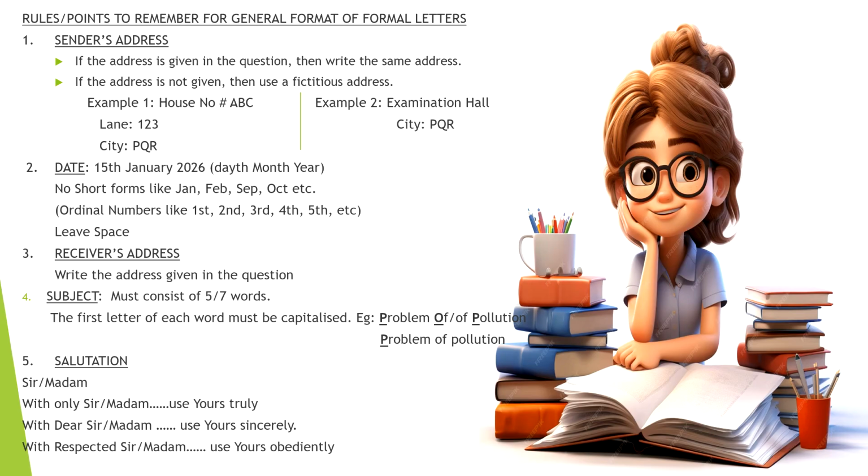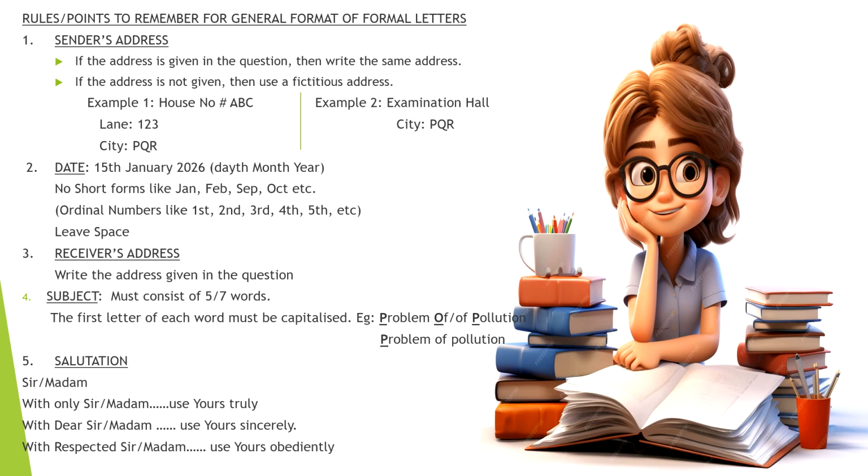Okay. Second part, if the address is not given in the question, then what do we have to do? We have to use a fictitious address. In this part, we have two options. Number one, example one, you see I have given house number #ABC, lane 123, city PQR. Here you have to take care whether you are using English alphabets or you are using numbers.